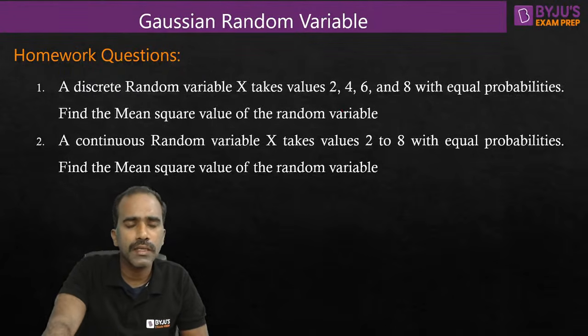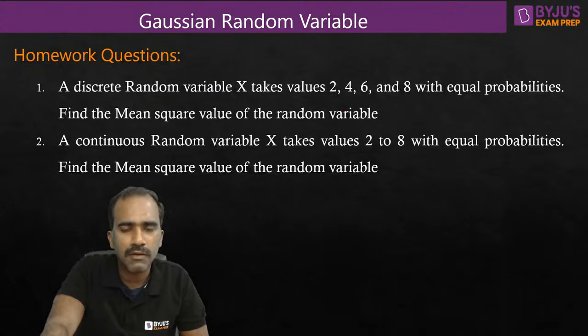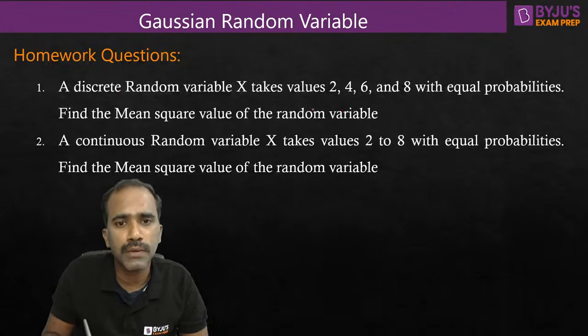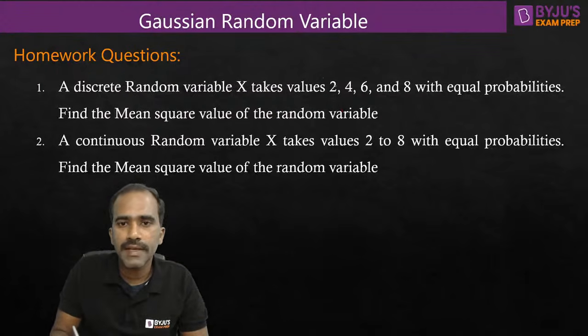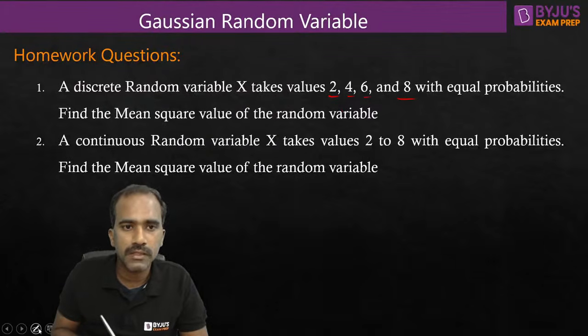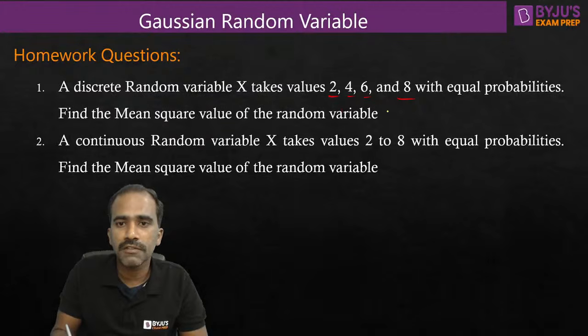Right. So let's quickly, in the next 5 minutes, complete these two questions, and then we'll move on to today's topic, Gaussian random variables. So a discrete random variable x takes values 2, 4, 6, 8 with equal probabilities. Now the question asked is to find the mean square value of the random variable, expectation of x square. This is what they're asking us.